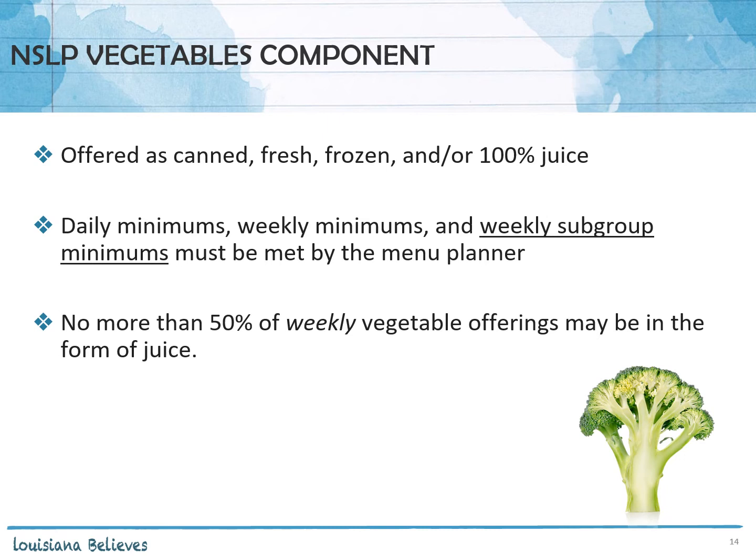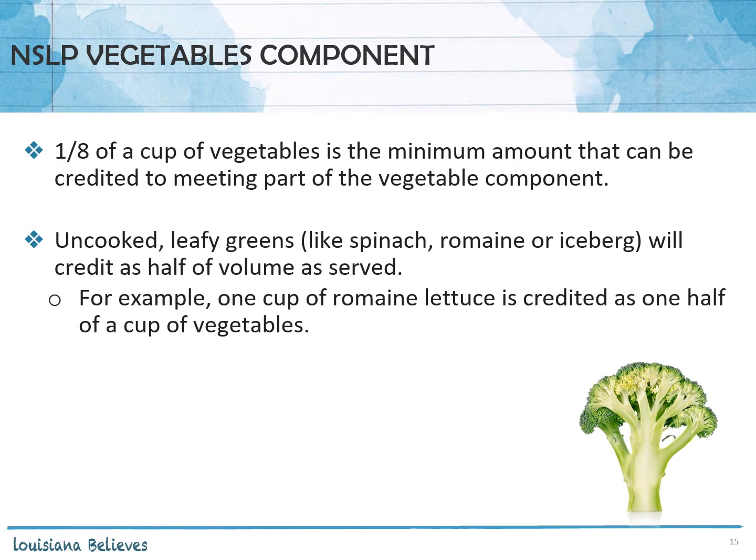This group is for additional vegetables that are needed to add up to the total weekly requirement for each grade group. This additional category is not the same as the other vegetable subgroup. 1/8 cup of vegetables is the minimum amount that can be credited to meeting part of the vegetable component. Uncooked leafy greens will credit as half the volume when served. For example, 1 cup of romaine lettuce is creditable as 1/2 cup of dark green vegetables.